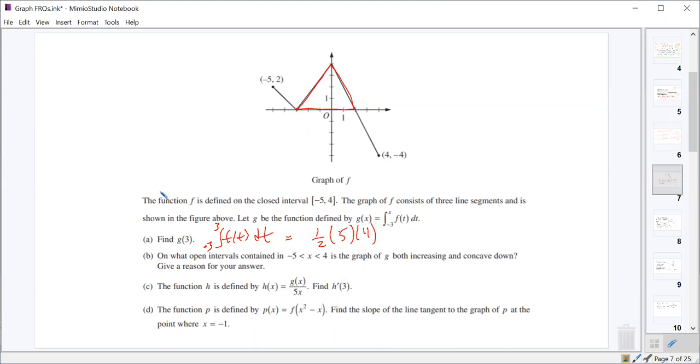And then it's a chunk that's below the x-axis. So minus 1/2 of the base of that, which is 1, times the height of that, which is 2. That's 10 minus 1, we just get 9. And that was worth one point for that. Any questions on that?